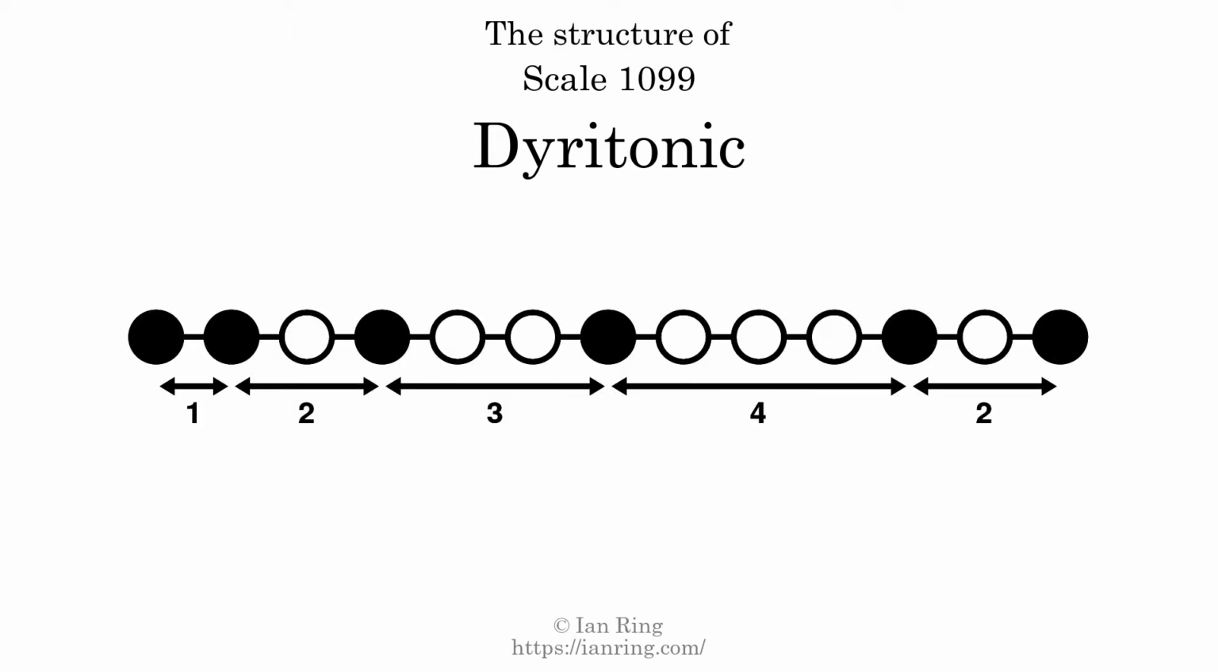The structure of a scale is a description of the interval distance between each successive tone. This scale has a structure of 1, 2, 3, 4, 2.